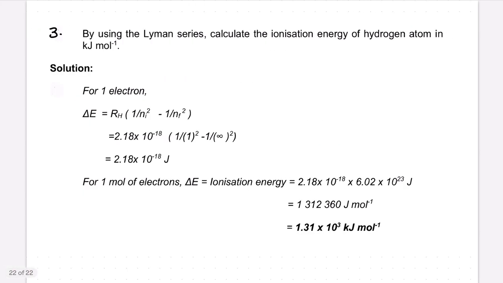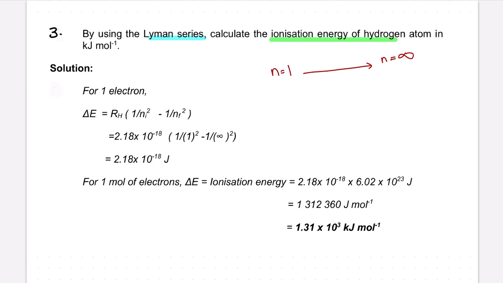Right, so let's look at the third question. So here we have the Lyman series. Calculate the ionization energy. Yes, this was the last thing we did before we ended this week. Calculation of the ionization energy of the hydrogen atom in kilojoule per mole. So what did we discuss about ionization in our class? That it's about removing the electron from the atom to a very, very high energy level, which is n equals infinity.